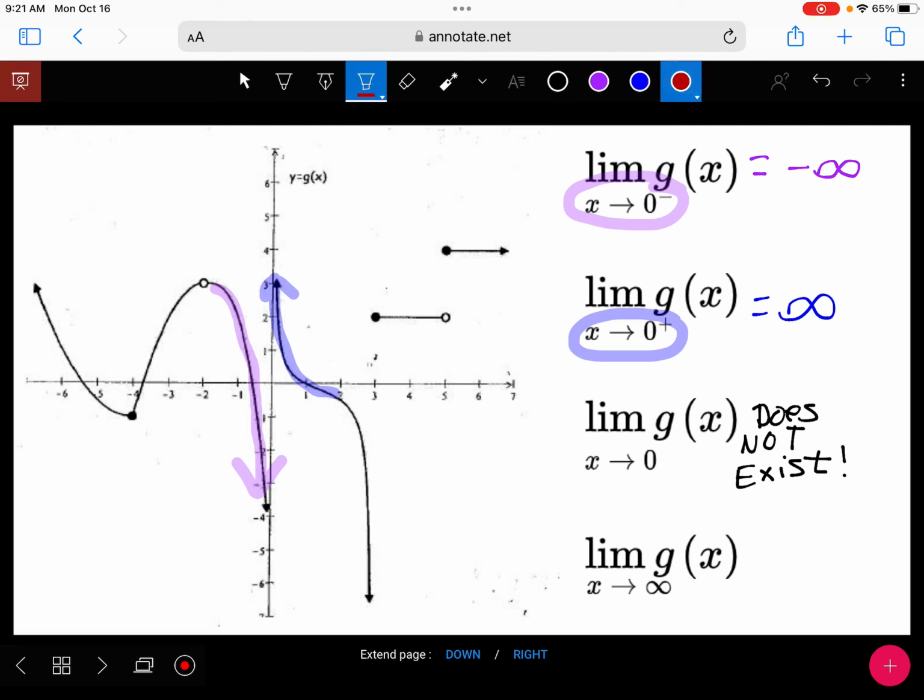This last one feels different too. We've got as x approaches infinity, what is the limit? As x approaches infinity, 4. Because it's continuing straight to the side. This is a horizontal line. And it's got an arrow, so it's saying as it keeps going sideways, it's stuck right there at 4.